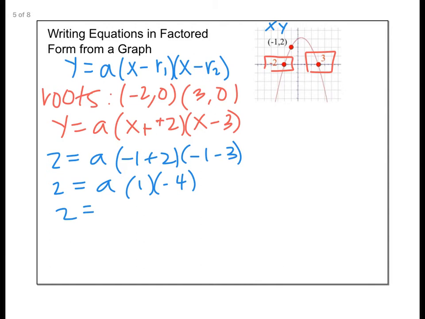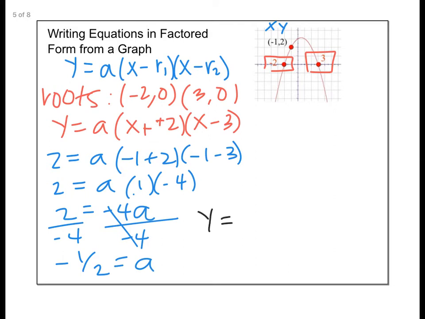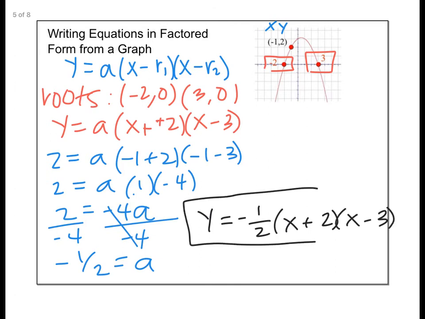I'm just going to simplify the one side. So 1 times -4 is -4, and that's multiplying by a. And then I would divide out -4. So simplified, a is equal to -1/2. I'm going to rewrite my final answer. y is equal to a, which is -1/2, times (x plus 2) times (x minus 3). Those are my roots, which I had already filled in.